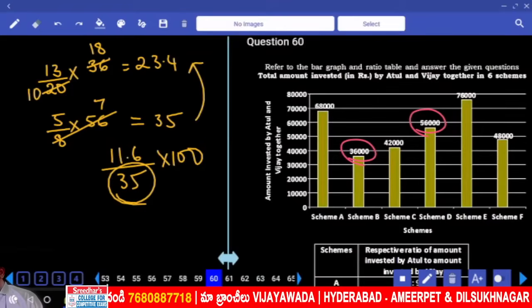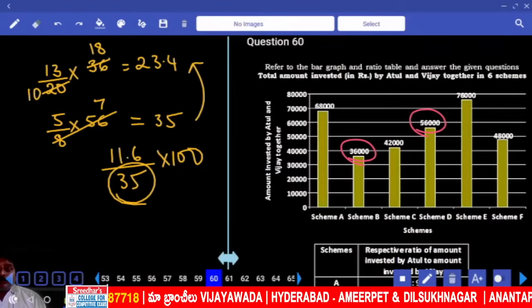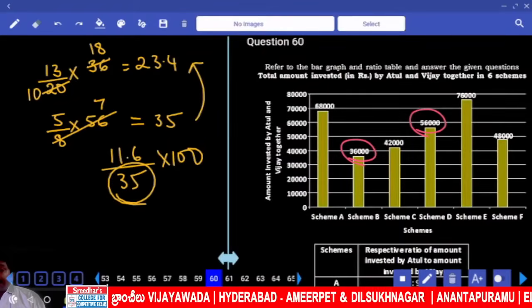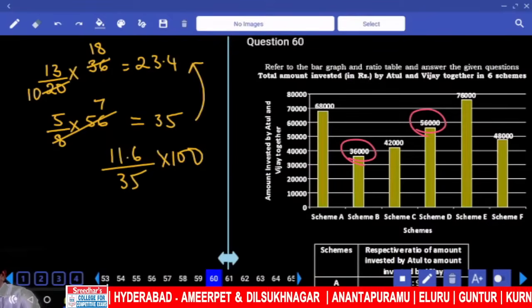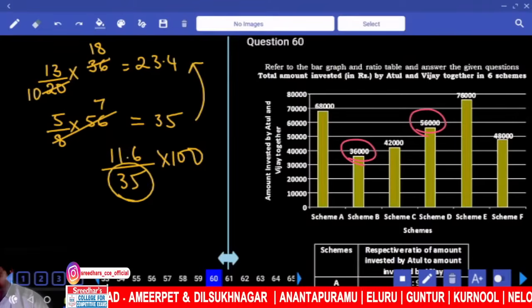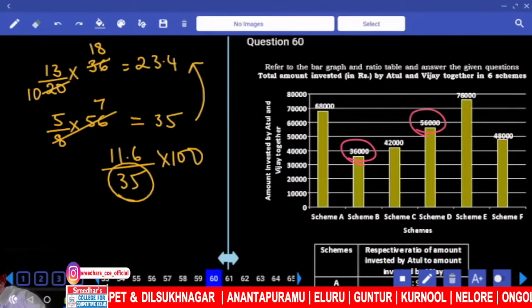10%, 30%, 10.5. Still numerator is more than 10.5 by 1.1. That is approximately 3%.